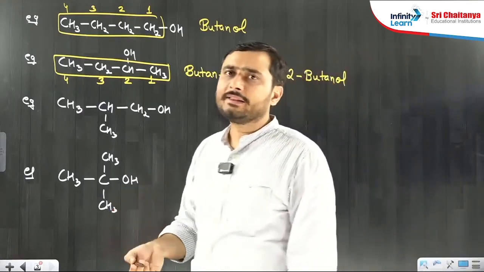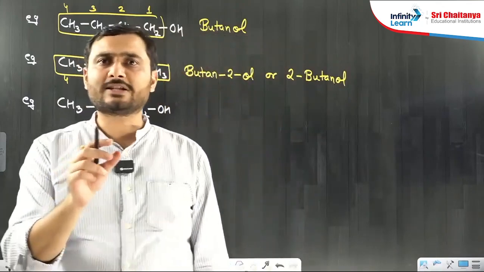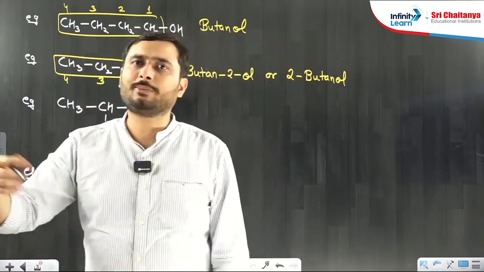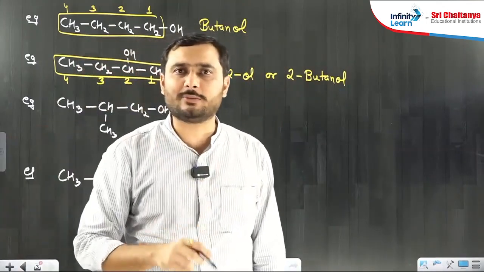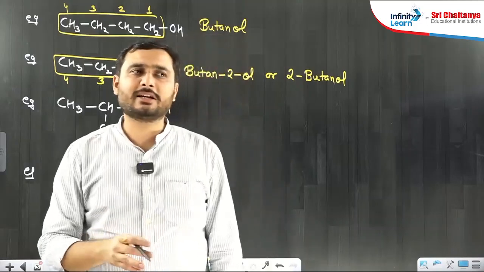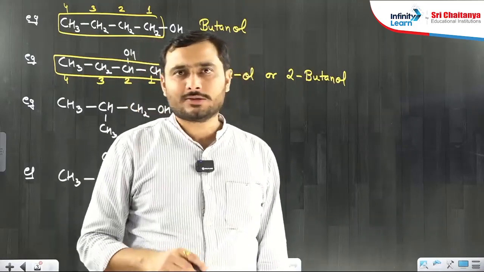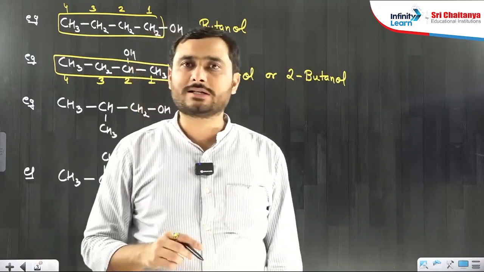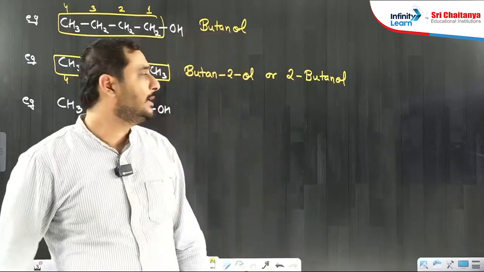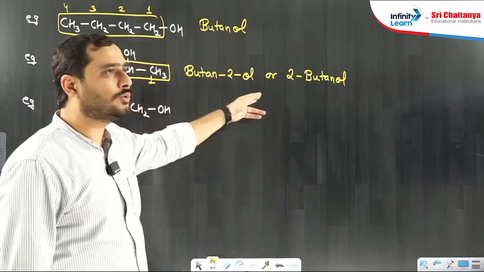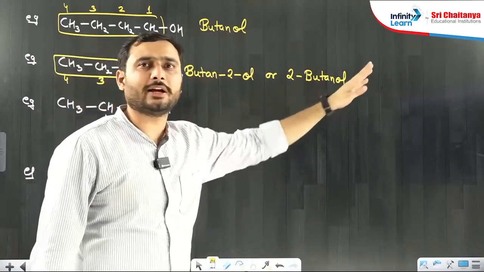Now why can we write this as 2-butanol? Because 2 will specify the number of either the primary suffix or the secondary suffix. There is no substituent present, and for carbon-carbon single bond, no need to specify a number. So it means this number is for which suffix? Secondary suffix, that is for ol. So either we can write butane-2-ol or it can be written as 2-butanol.